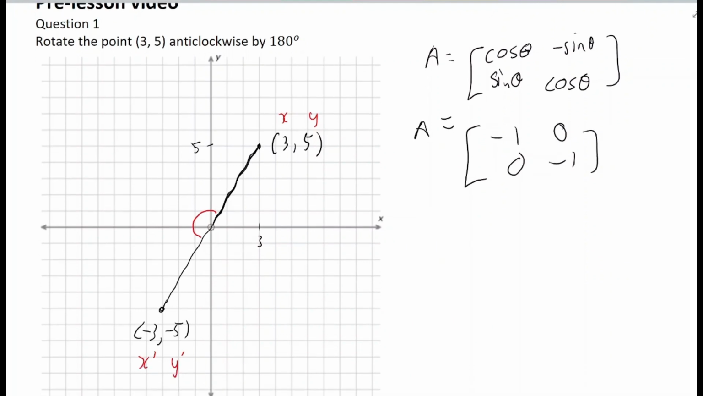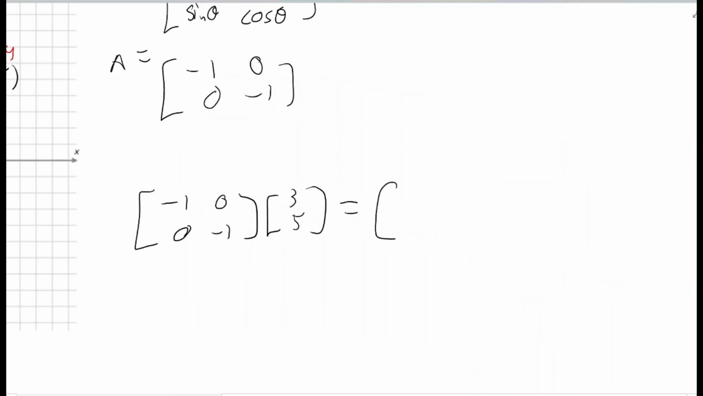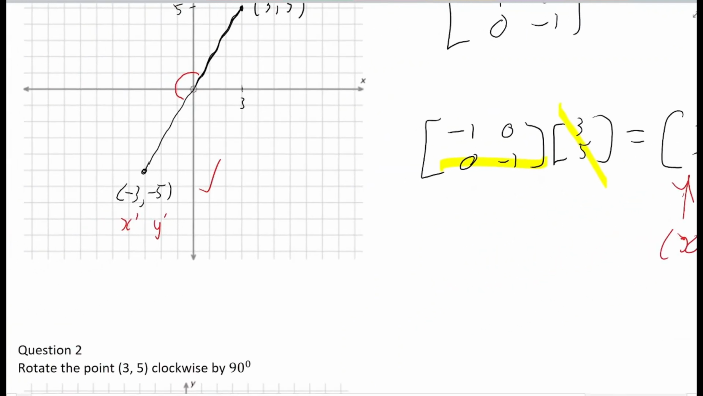Now if I want to rotate a point like (3, 5), I need to take my matrix A and times it by the point (3, 5). Let's see what happens here. So that should give us our new point. Row times column. So we're going to end up with -1 times 3 plus 0 times 5. And then we're going to do this row instead: 0 minus 1 times column. You get -5. So this point here is the point (x', y'), just like what we found there. So we know we're correct.